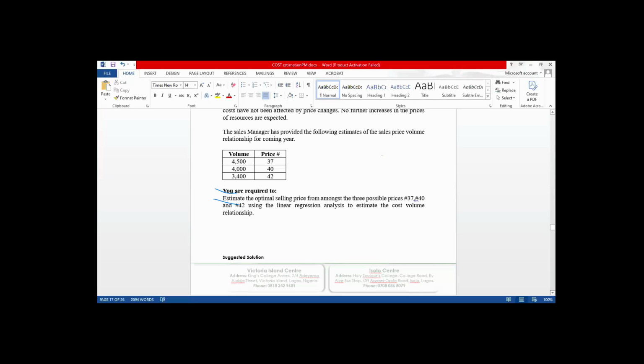Requirements. Estimate the optimum selling price.